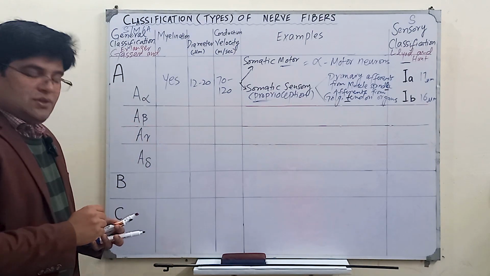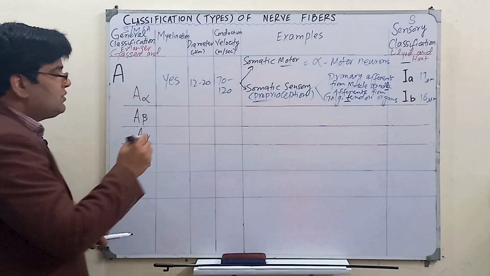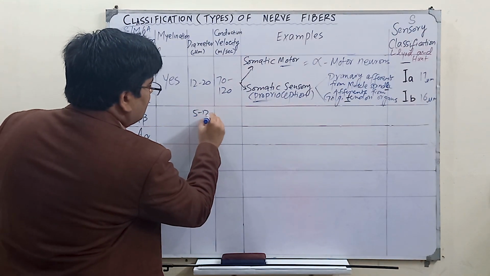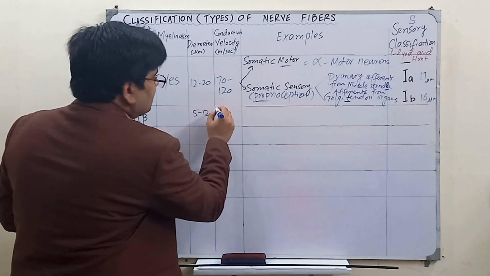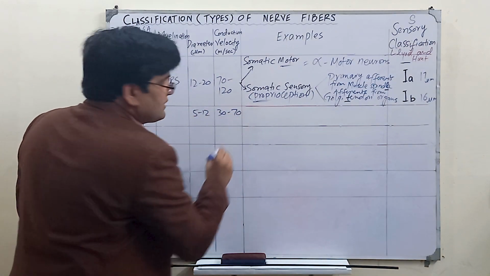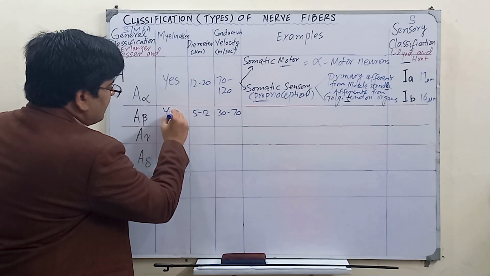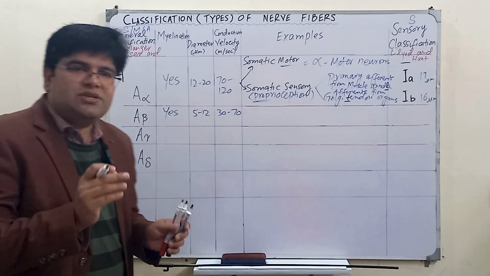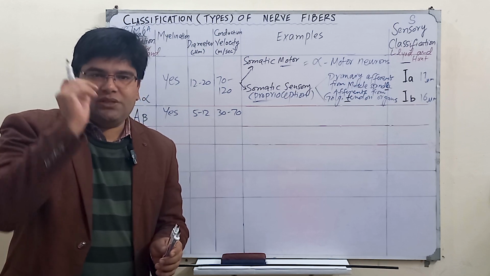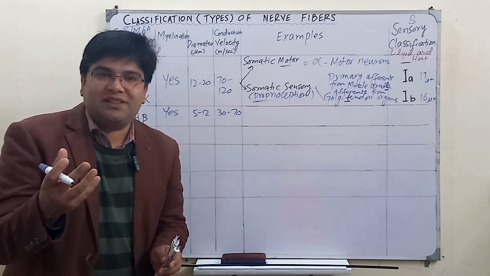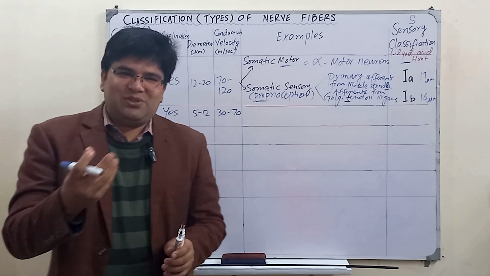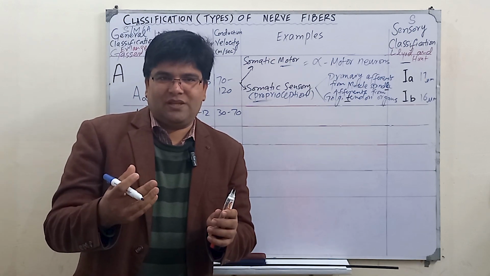A beta nerve fibers, their diameter is about 5 to 12 micrometers, and the velocity of conduction is between 30 to 70 meters per second. They are also myelinated nerve fibers. In order to understand the sensations carried by A beta nerve fibers, let's take the example of beta. In Urdu, beta is the word used for son.